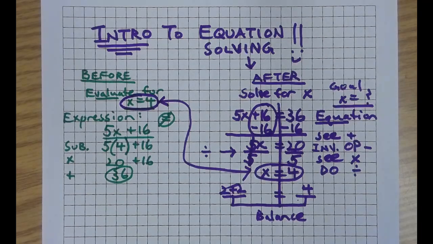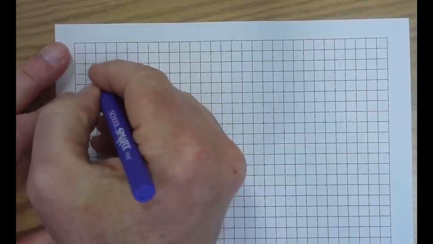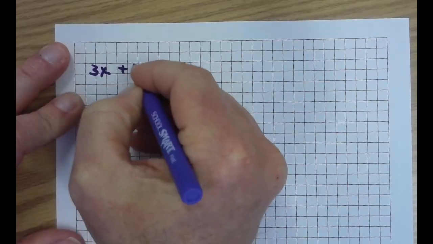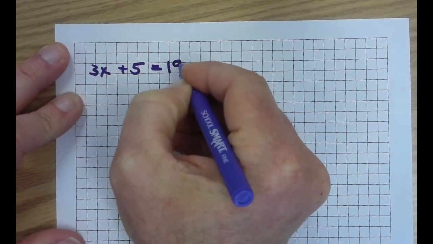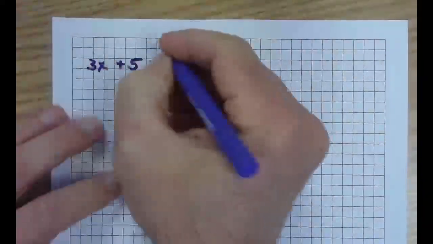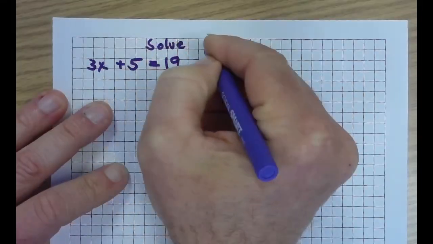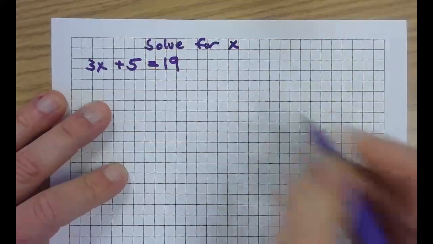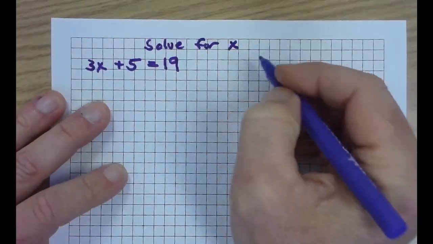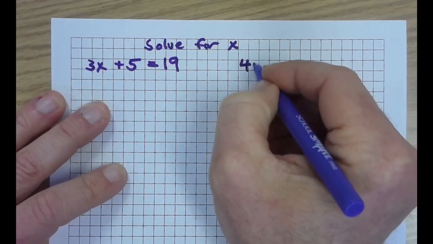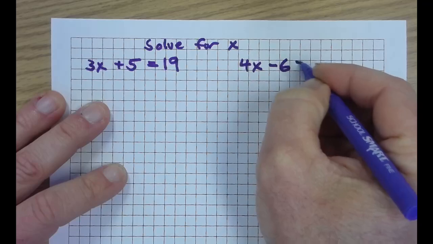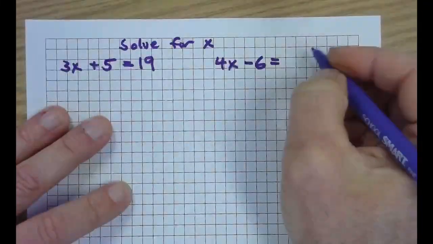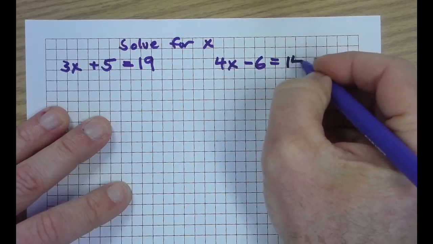Should we practice one? No? We're 7 minutes in. Yeah, let's practice 1, 2. Let's do 2 of them. Nice simple one. Just getting used to a new routine here. We're going to solve for x. And how about throwing a negative sign in here? 4x minus 6 equals, what do you think? 14. Okay.